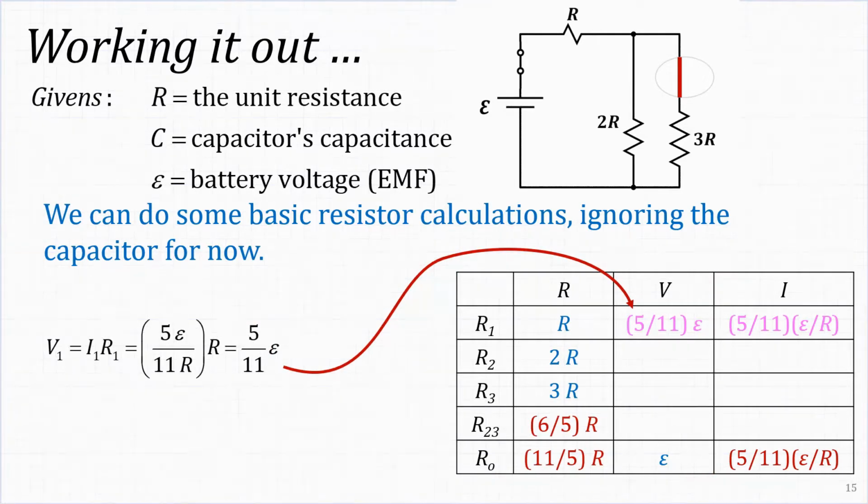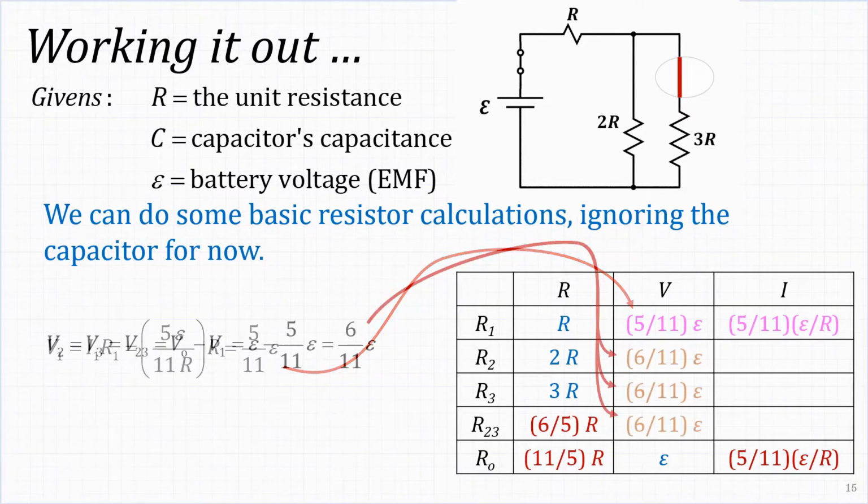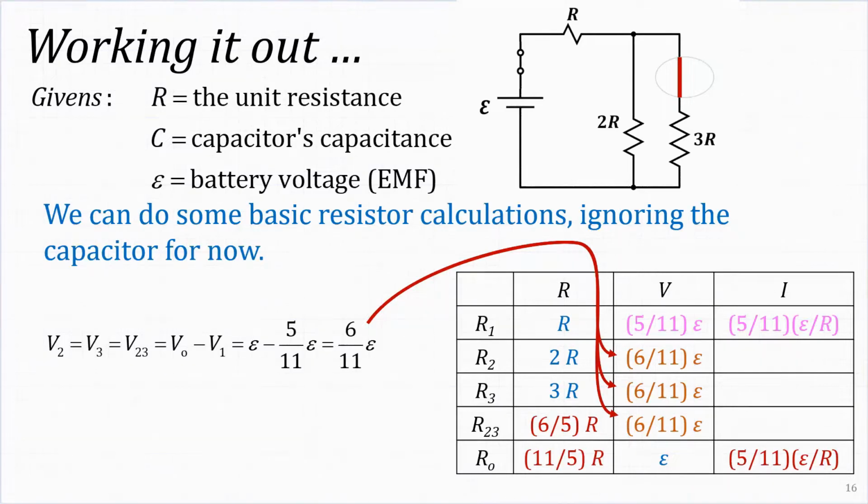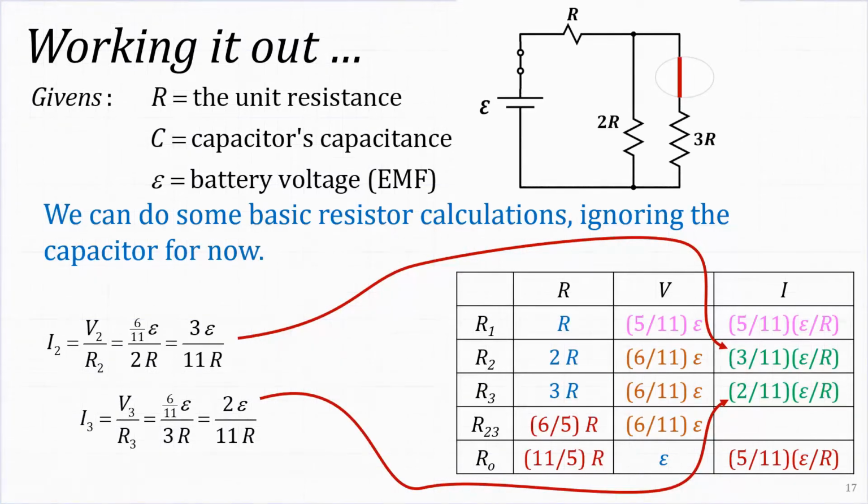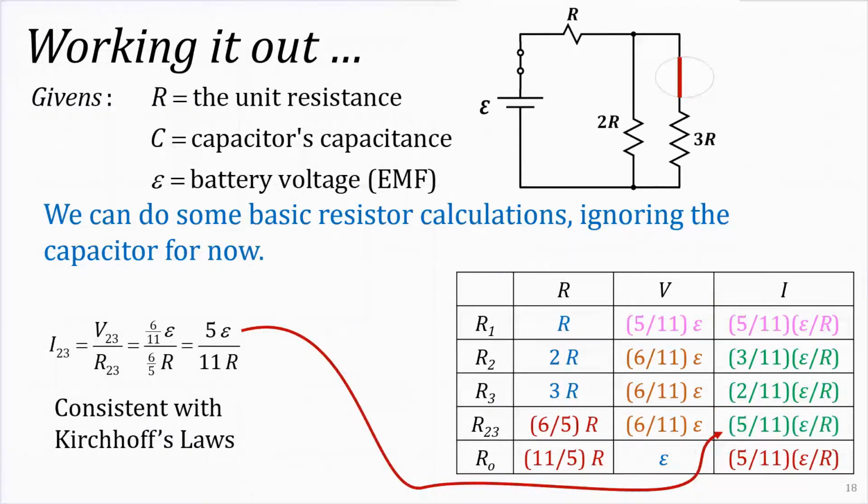With current and resistance, I can get the voltage across R1 as 5/11ths of the original EMF voltage. Kirchhoff's loop law tells me that the voltage drop across the rest of the circuit has to just be the second part of the drop to the bottom, which is the other 6/11ths of the original EMF voltage. With voltage and resistance, I can get the current through R2 and R3, which Kirchhoff's junction law says have to add up to the current through R1, which is true. So that's good.